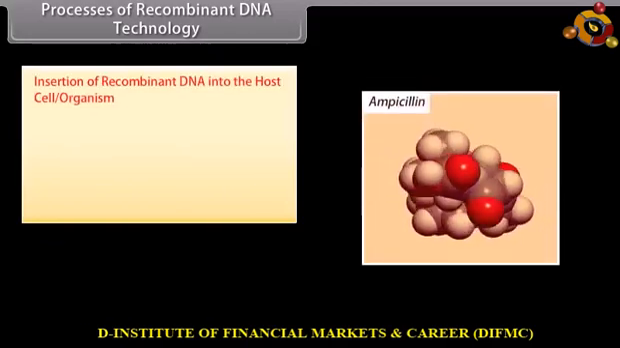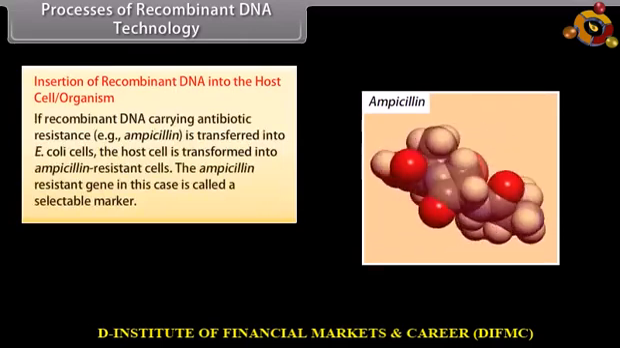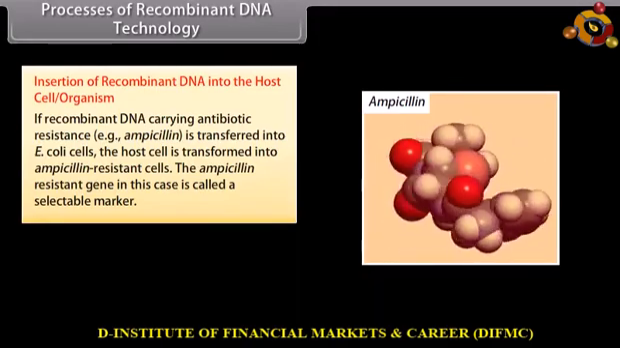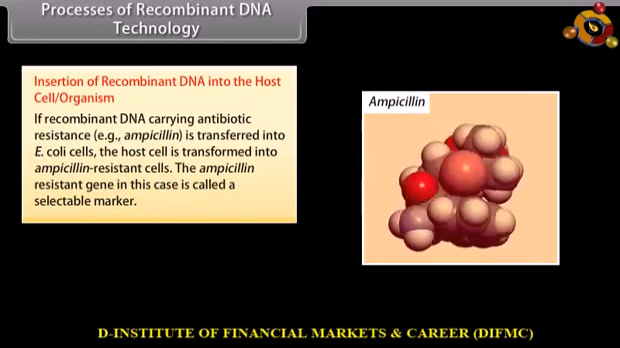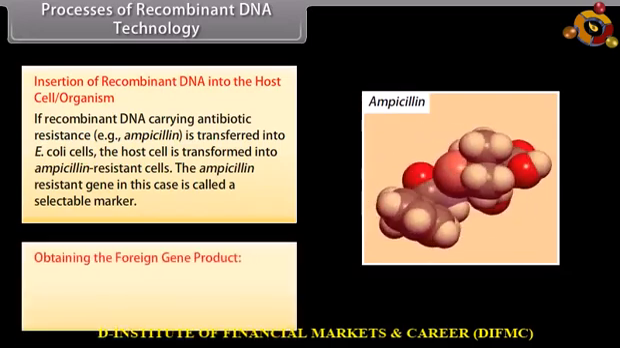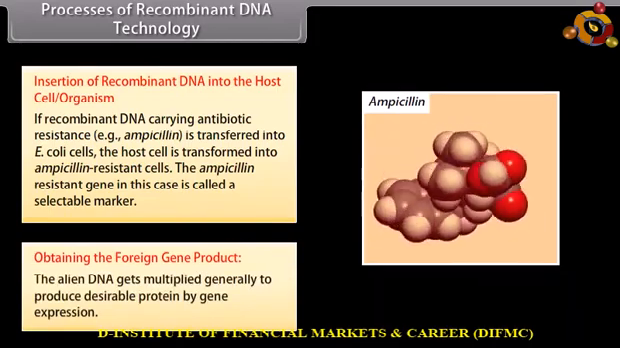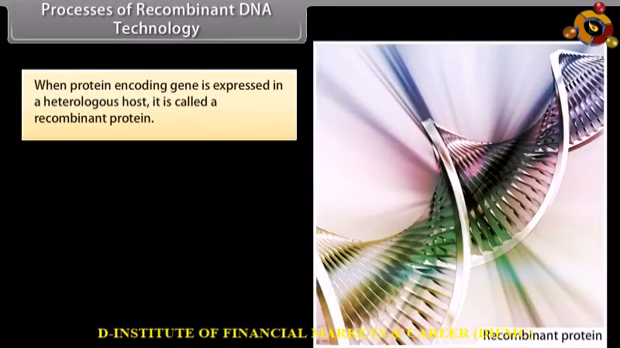Processes of recombinant DNA technology. Insertion of recombinant DNA into the host cell organism. If recombinant DNA carrying antibiotic resistance, that is, ampicillin, is transferred into E. coli cells, the host cell is transformed into ampicillin-resistant cells. The ampicillin-resistance gene in this case is called a selectable marker. Obtaining the foreign gene product. The alien DNA gets multiplied, generally to produce a desirable protein by gene expression. When a protein-encoding gene is expressed in a heterologous host, it is called a recombinant protein.